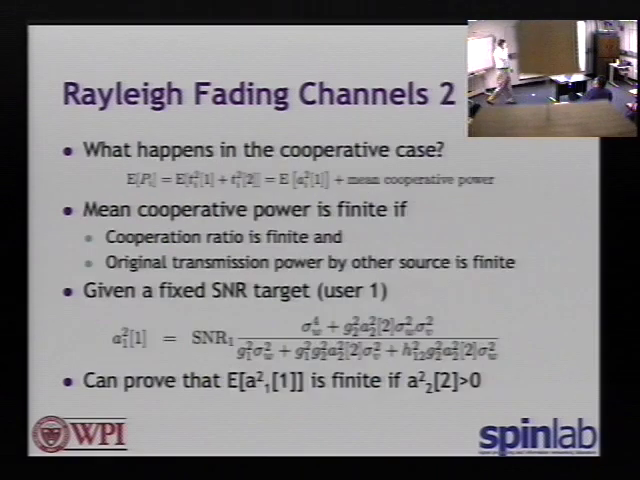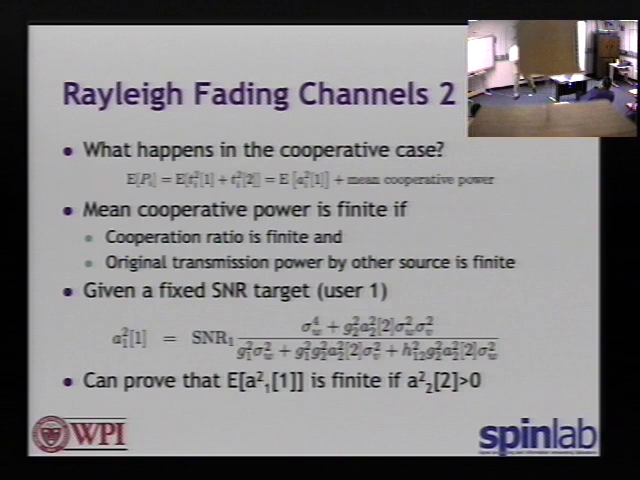What happens in the cooperative case then? Now I have the same thing: the amount of power that I put into my selfish transmission, plus my mean cooperative power. Without getting into the details, I can show you that the mean cooperative power is finite, as long as my cooperation ratio is finite, and as long as the power from the first source going into the system is finite. Remember, it's like a match. So if you put 2 watts in, I'll put 3 watts in, right? So as long as everything is finite here, this term is finite.